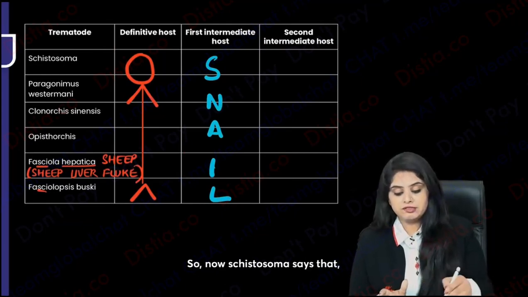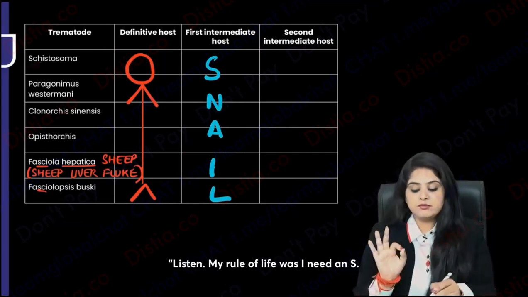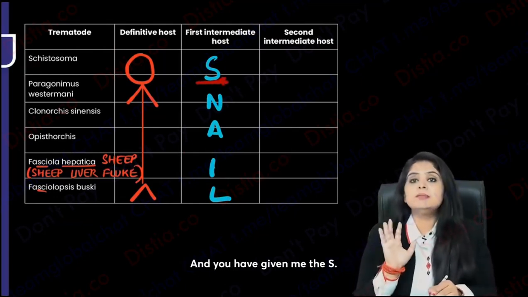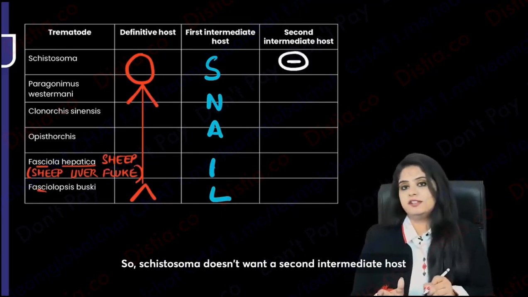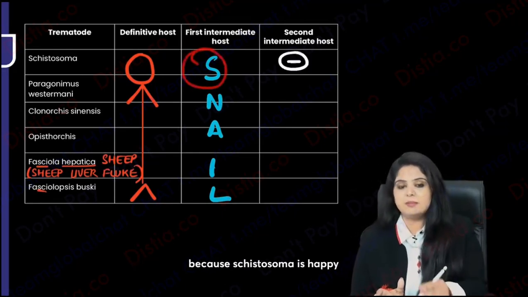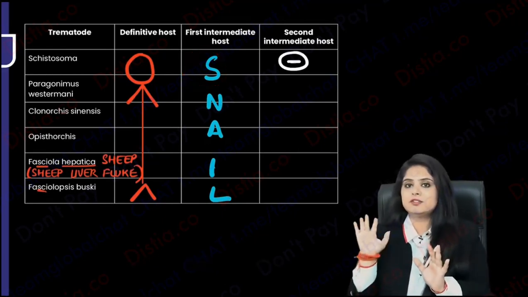So now Schistosoma says that listen, my rule of life was I need an S and you have given me the S. After this, I don't want anything else in life. So Schistosoma doesn't want a second intermediate host because Schistosoma is happy with the human and the snail. S mil gaya, story khatam.